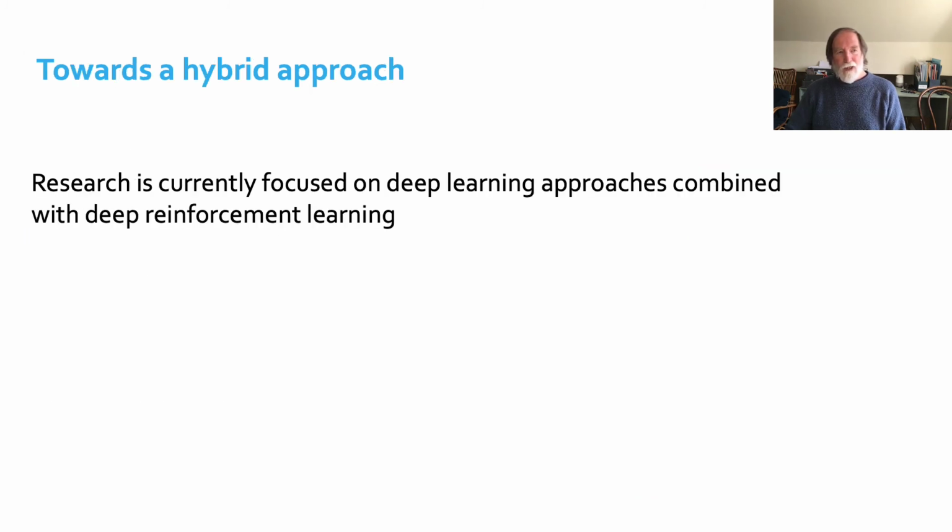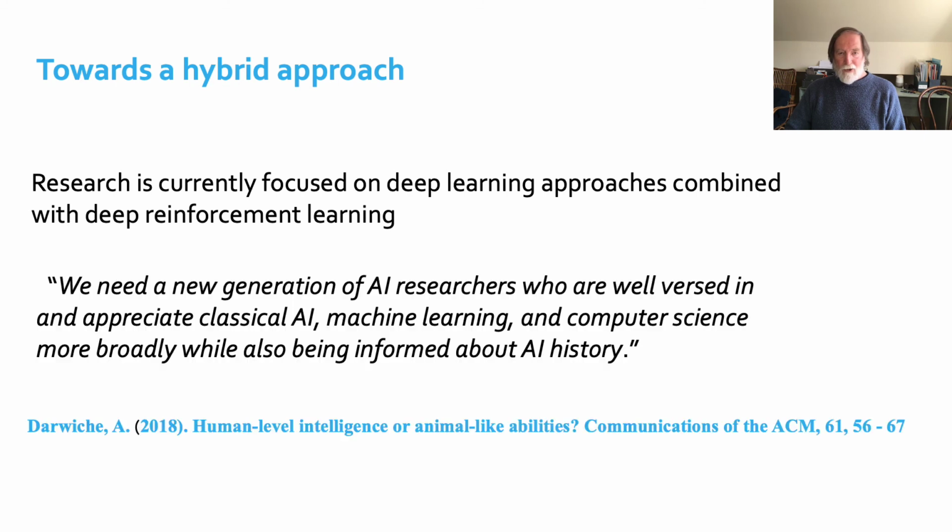This brings us to the idea of a hybrid approach. Current research focuses on deep learning and deep reinforcement learning, but there's a need for the ability to look at earlier work. So as Darwiche has said in a recent paper, we need a new generation of AI researchers who are well versed and appreciate classical AI, machine learning and computer science more broadly, while also being informed about AI history.